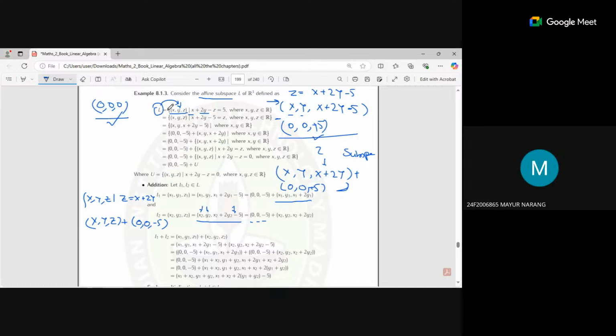U plus u at the end. Okay, it is nothing but the same thing that I explained here. U is your subspace. Okay, this U is the x comma y comma x plus 2y, and this is your translatory point. Nothing else. The same solution is given here.